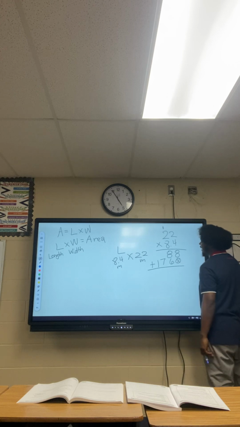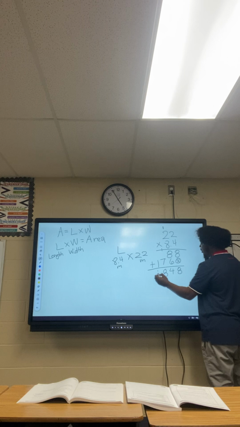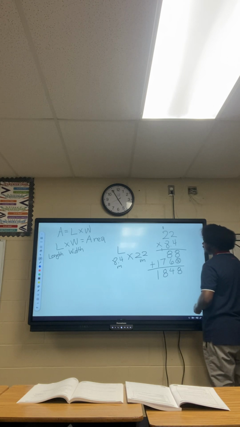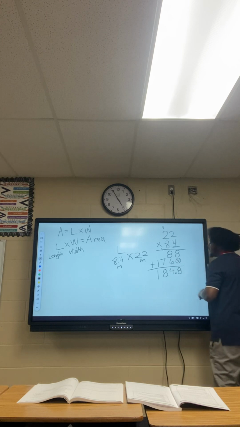Our last step is to add this together. 8 plus 0 is 8. 8 plus 6 is 14. Carry the 1. 7 plus 1 is 8. And 0 plus 1 is 1. All right. So how many numbers do we have to the right of the decimal? All right, we have 1 again. So our answer should reflect the same. So we have 184 and 8 tenths, or 184.8.